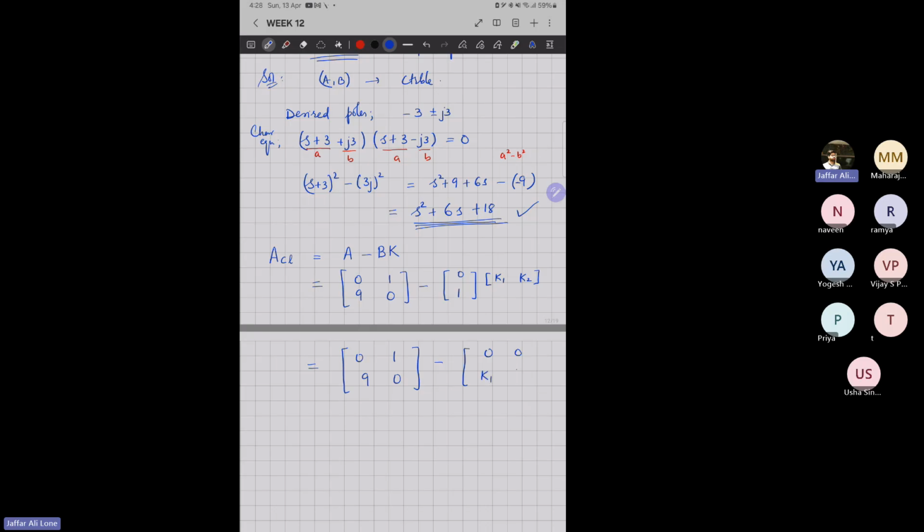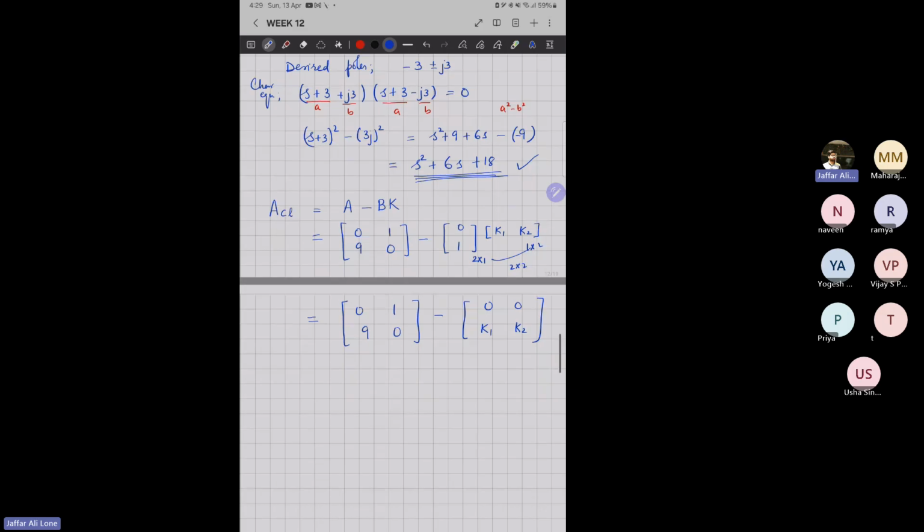K1, K2. Is that okay? Anybody has any doubt until here? I just multiplied it. Why? Because this is 2 by 1 and this is 1 by 2, so my resultant will be 2 by 2. If you have any doubt, please let me know.